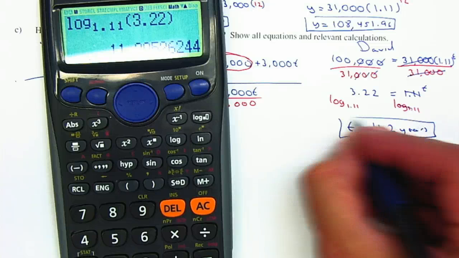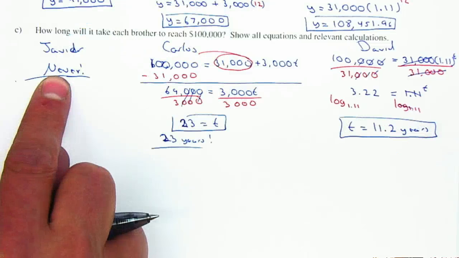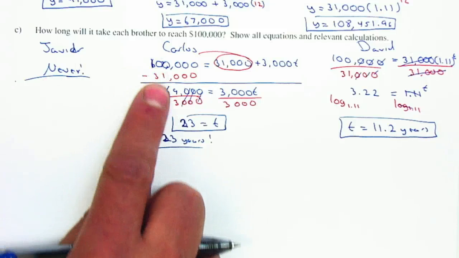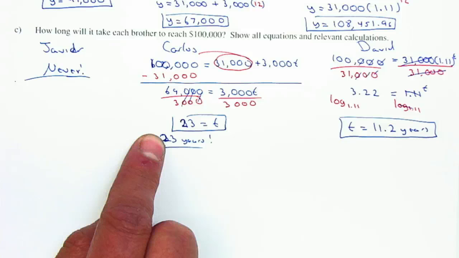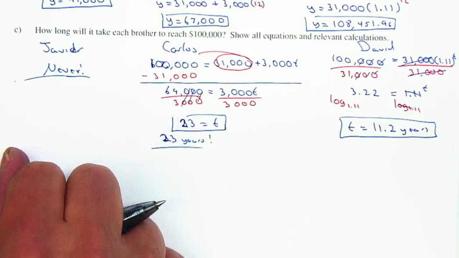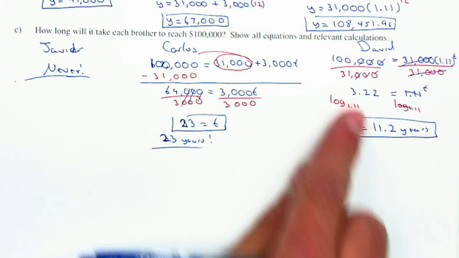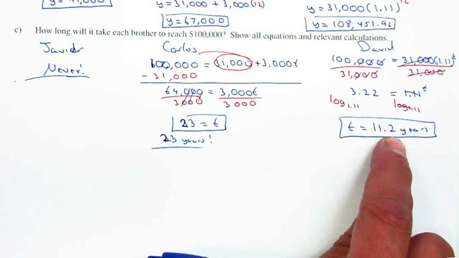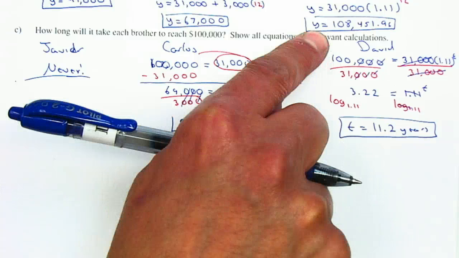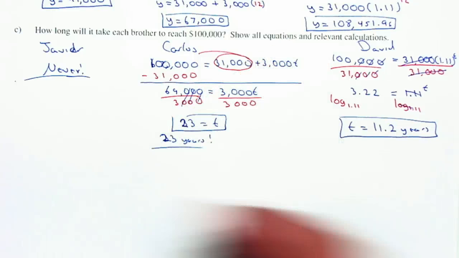So Javier will never get to 100,000. He will always stay at 41,000. Carlos is going to take 23 years to get to 100,000. Remember, after 12 years, he has 67,000. And David is going to take 11.2 years, which makes sense because at 12 years, he had $108,000. So each of these will be your answers.